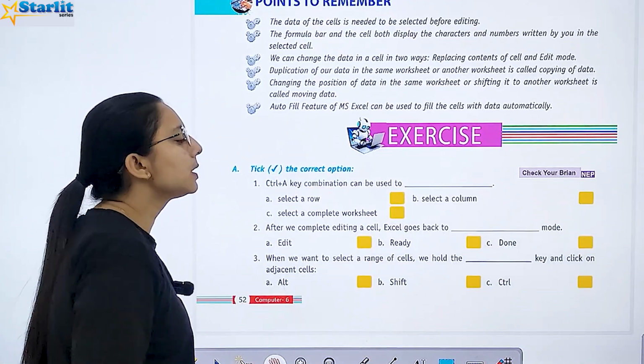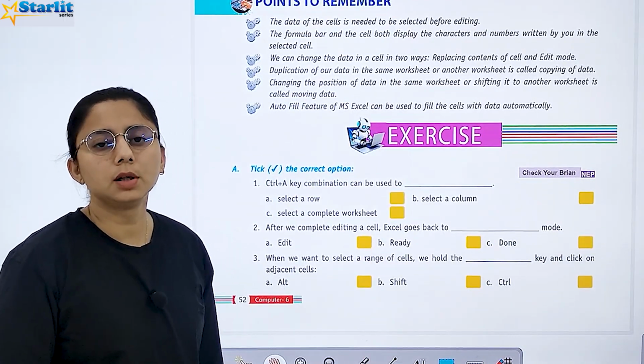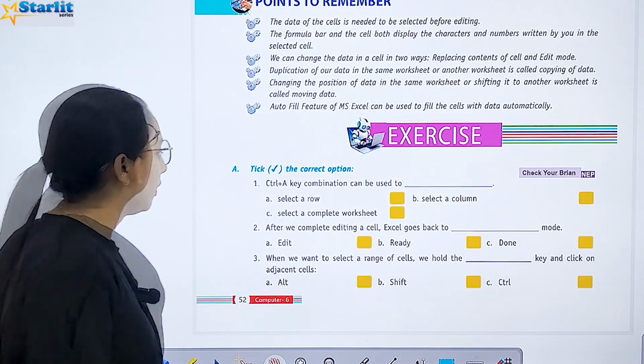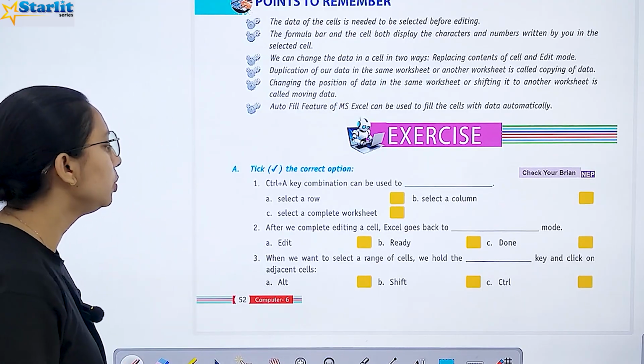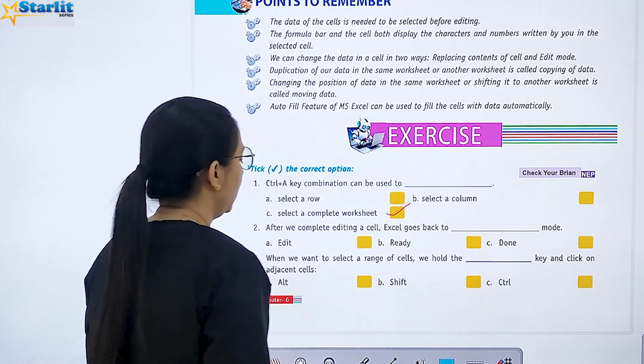Right? Now we have completed this chapter. Hope you understood. Let's move to the exercise now. Now take the correct option. Control plus A key combination can be used to select a complete row.